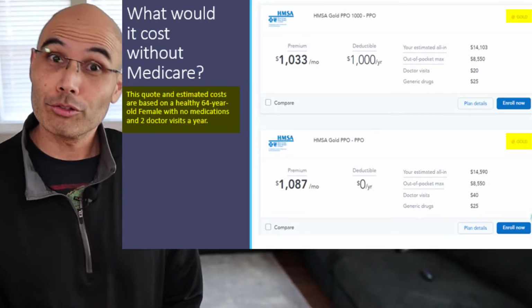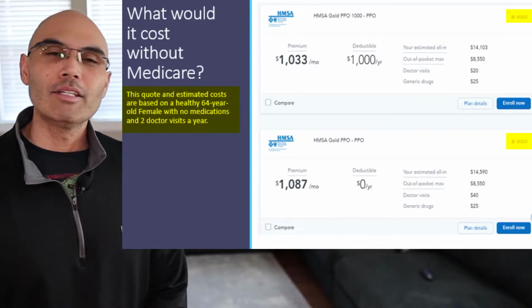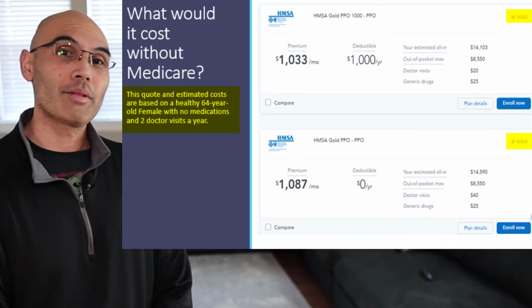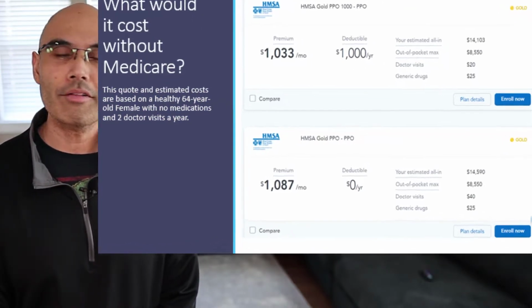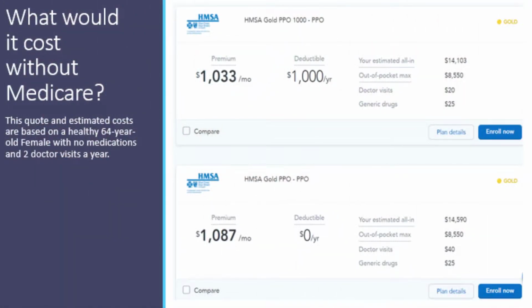What that means is for most services, you will pay 20%, just like on Medicare Part B, and typically you have a deductible. Now, one of the plans here does not have a deductible, but it does cost a little bit more per month. So the cost for these plans for a 64-year-old female who takes no medications and who only goes to the doctor twice a year is about $1,000 per month. They estimate by the estimation tool that we have here that someone who utilizes 2 doctor visits a year and has no medications costs about $14,000 a year.